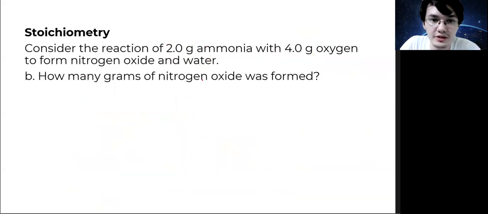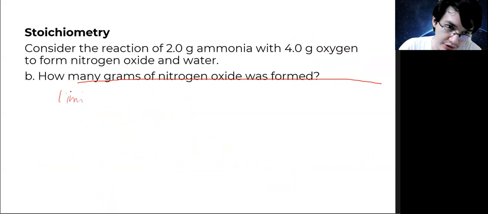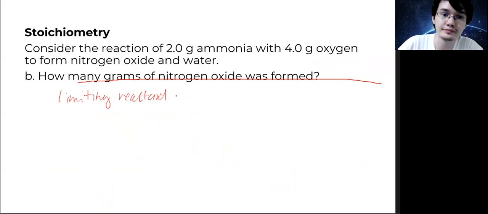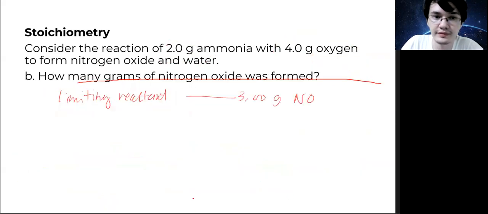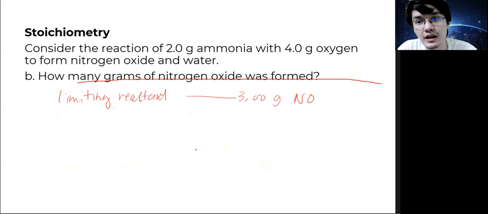So how many grams of nitrogen oxide was formed? When asked this, the basis is always the limiting reactant. How much was produced by the limiting reactant? Right? 3 grams NO. We calculated that previously. So our basis is always the limiting reactant, which gives the maximum amount of product that can be produced.